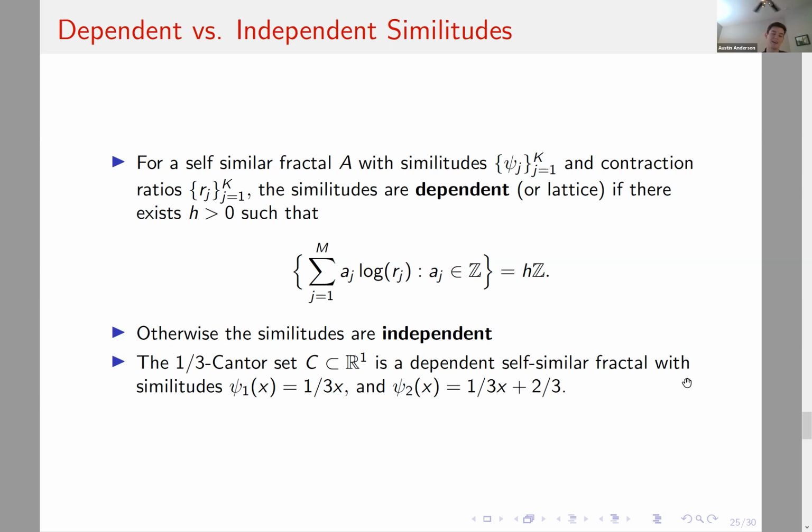For example, the 1/3 Cantor set is a dependent self-similar fractal because its similitudes are 1/3 x and 1/3 x plus 2/3. An example of one that would be independent would be something, for instance, where the contraction ratios are 1/3 and 1/2.